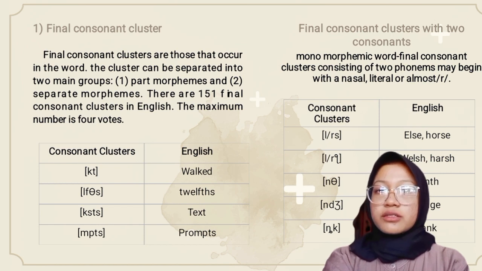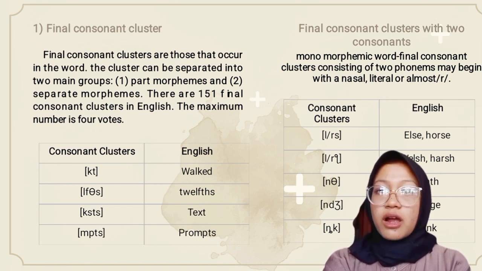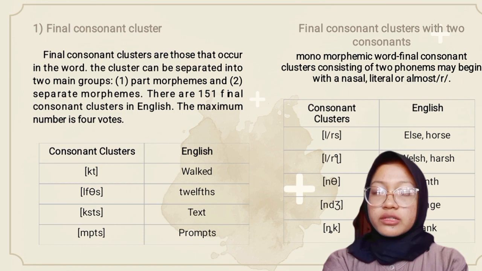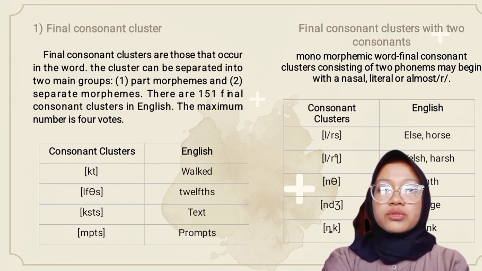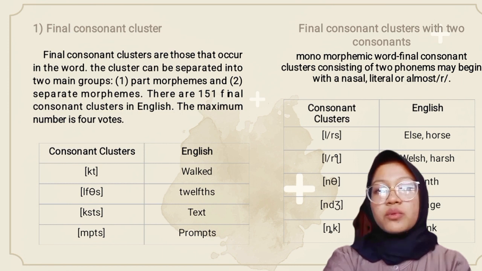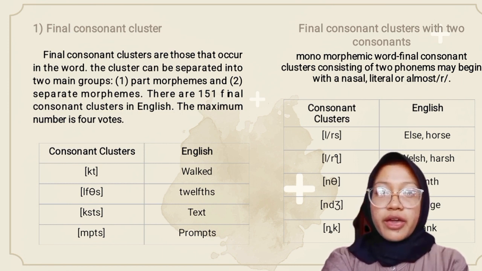Final consonant cluster. Final consonant clusters are those that occur at the end of a word. The clusters can be separated into two main groups: number 1, part morphemes, and number 2, separate morphemes. There are 151 final consonant clusters in English. The maximum number is four.